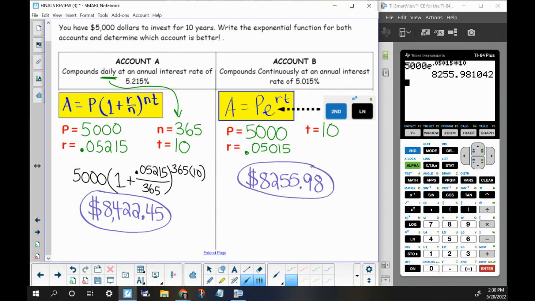Which account is better, guys? Account A or account B? Account A. It's got a bigger value. So there's your win.